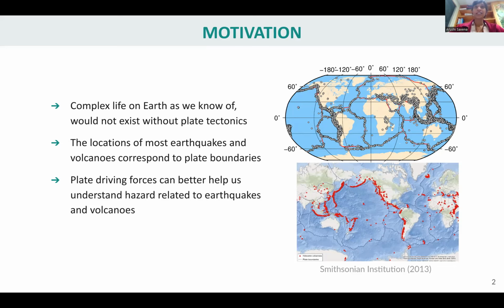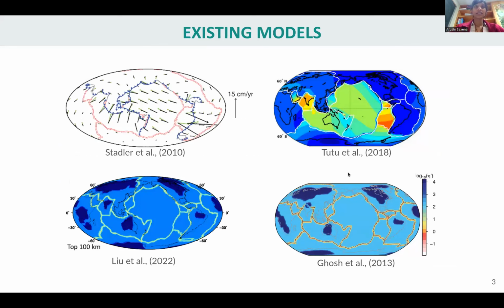And just for this reason, there are several existing models. These are some of the models in the last 15 years. And if you look at the modeled velocities and compare them with the observed GPS velocities, they do a reasonable job of fitting the modeled velocities with the observations. So you may want to ask why we want to do this.